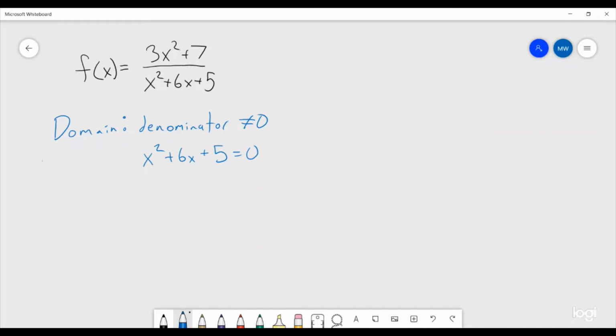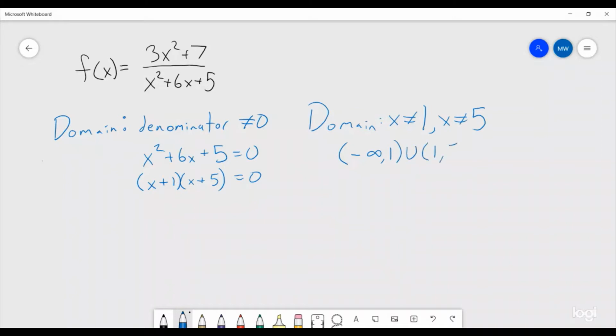Now, a nice thing about this polynomial is that it's going to factor, and it factors as x plus 1 times x plus 5. So anytime either of those two pieces is equal to 0, then the denominator will be 0. So that tells us that our domain is going to be x cannot be 1 and x cannot be 5. One way we could write this is this, or we could write it in interval notation: from negative infinity to 1, unioned with from 1 to 5, and then unioned again with 5 to infinity. That is going to be the domain.